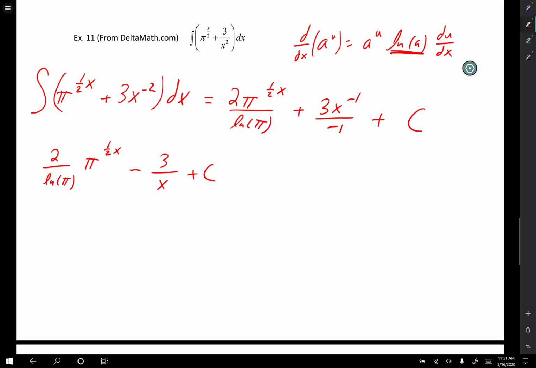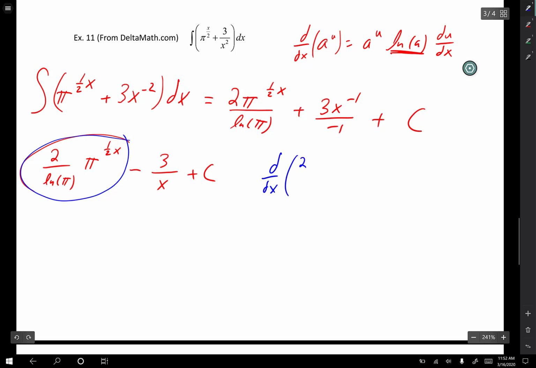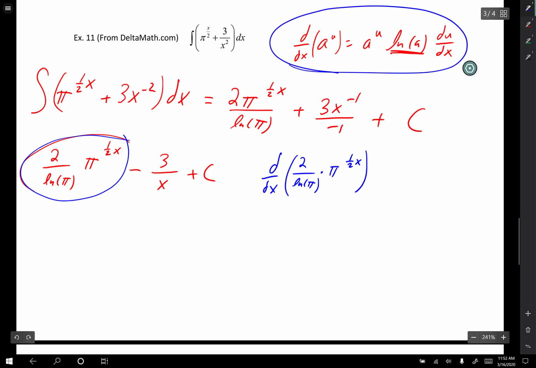Now, some of you probably aren't convinced about this one, guys. If you're done, just go ahead and fast forward it. But if you don't understand this, then bear with me here a little bit. Let's say I want the derivative of that: the derivative of 2 over ln pi times pi to the 1/2 x. This is a product, so I'm using this rule right here. According to that rule, I'm going to leave my constant, 2 over ln pi, alone.